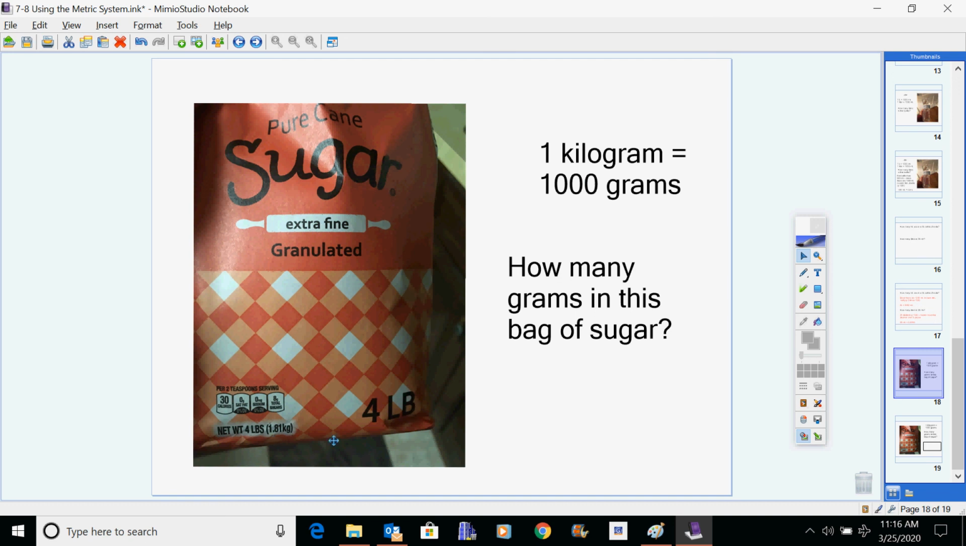This particular bag of sugar is a 4-pound bag of sugar. You might have a 4 or 5-pound bag of sugar in your closet. The 4-pound bag of sugar is 1.81 kilograms.